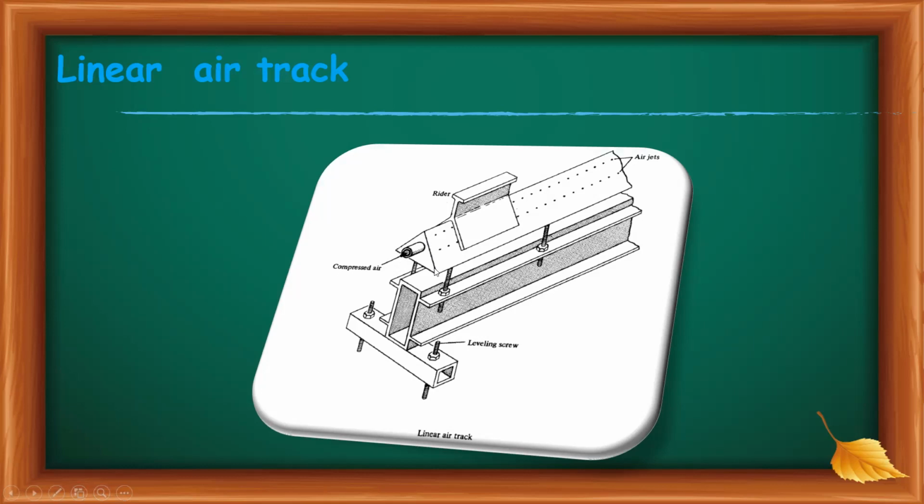Here, a triangular, hollow, metallic pipe which has an inlet for giving compressed air, and here, on the two sides of the triangular shape, there are some small holes or air jets.